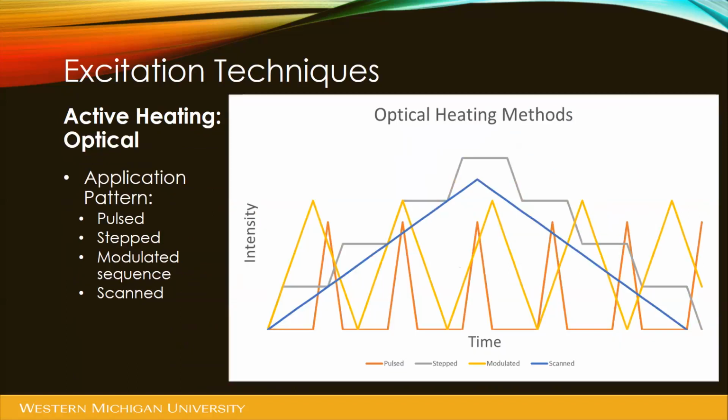The bigger graph shows that pulsed is kind of on and off, you can see it in orange. Stepped is that gray, what I was talking about: bring it up to a certain level, turn it up some more, turn it up some more. Modulated versus pulsed, you can see they look similar. Pulsed is on and then off for a period of time. It's on for a very short time, kind of like a flash bulb. Whereas modulated is increasing, decreasing, increasing, decreasing without ever being off for a period of time.